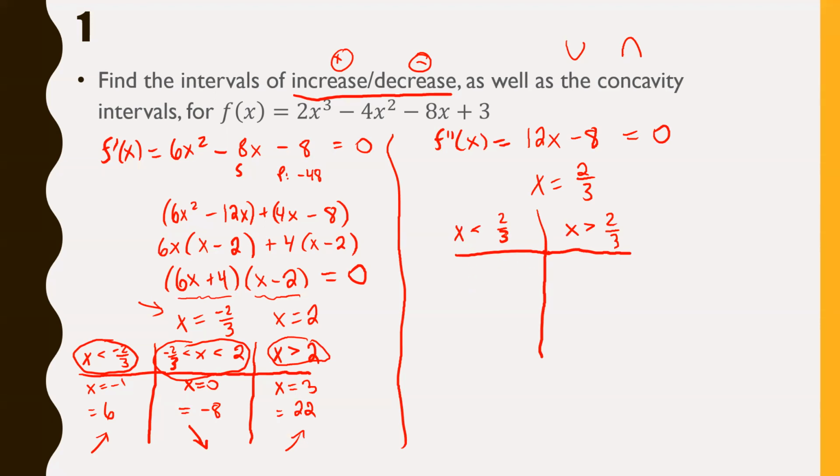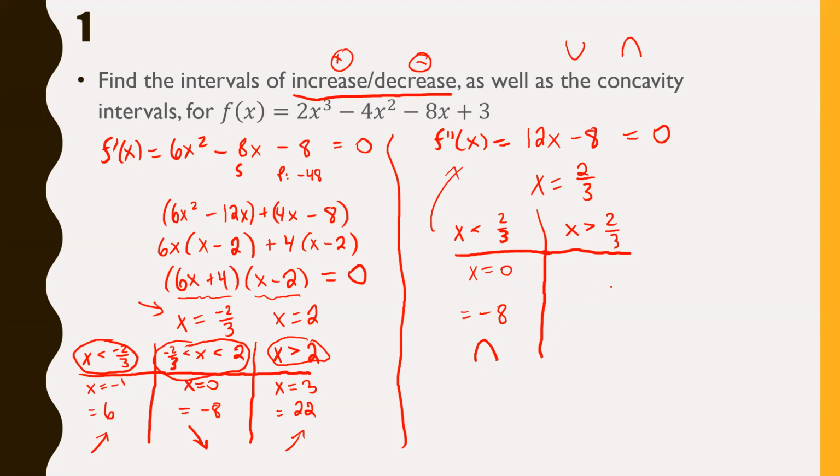All right, let's test x is less than 2/3. If we test that, let's just plug in x is 0. That makes it nice and easy. Remember, we're plugging this into the second derivative because we're testing for concavity here. If you plug x is 0 in that, you're going to get y is equal to -8. That means since it's a negative number, we are concave down. It's a concave down segment right there.